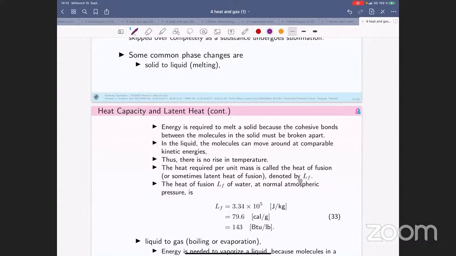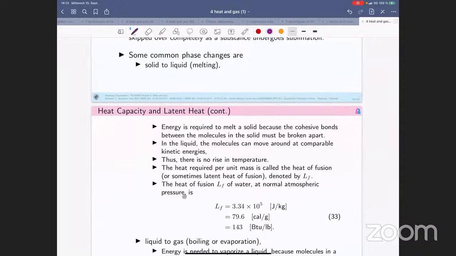If some substance transforms from solid to liquid, we call it heat of fusion, or sometimes latent heat of fusion. It is denoted by the variable LF, the heat of fusion of water at normal atmospheric pressure.